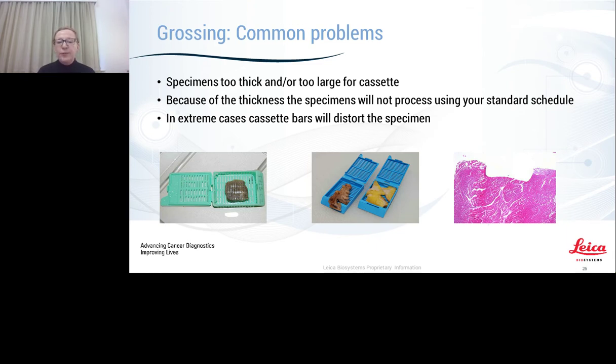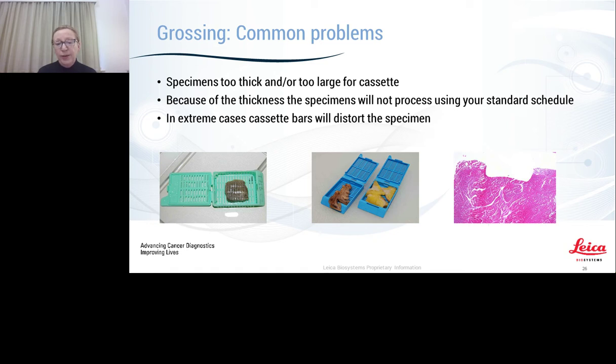So think about some of the common problems. If a specimen is too thick or too large for a cassette, because of the thickness, the specimens will not process using your standard schedule. In extreme cases, cassette bars will distort the specimen. And you can see here some extreme examples where a tissue on the left was actually too large when it was put into the cassette and has now retained the outside or the bars of the cassette as it has shrunk, as it has fixed.